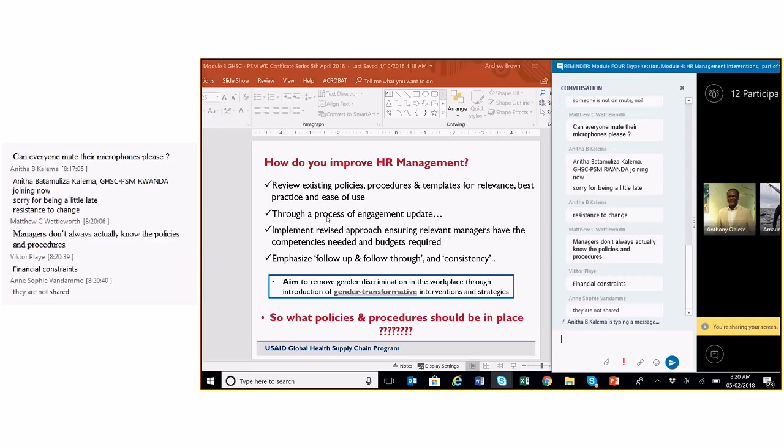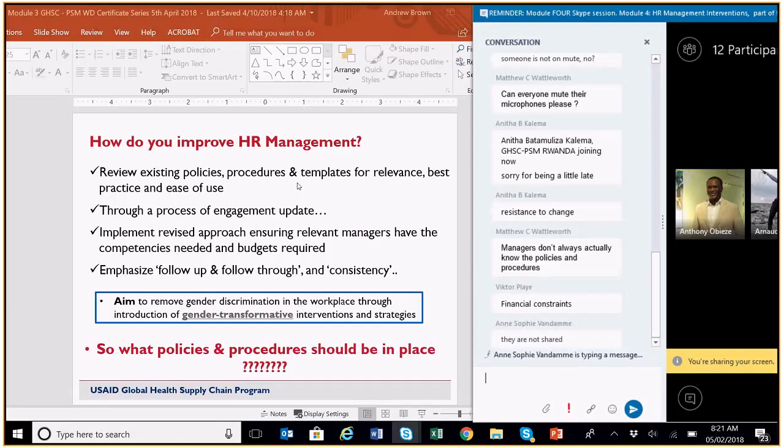So how do you improve HR management? This is a big question with regard to HR management. So the steps that I would suggest we consider, and in your context to consider, is to review existing policies and procedures and templates for relevance, best practice, and ease of use. Sometimes systems aren't used because they're quite cumbersome. Then, through a process of engagement, update these policies.